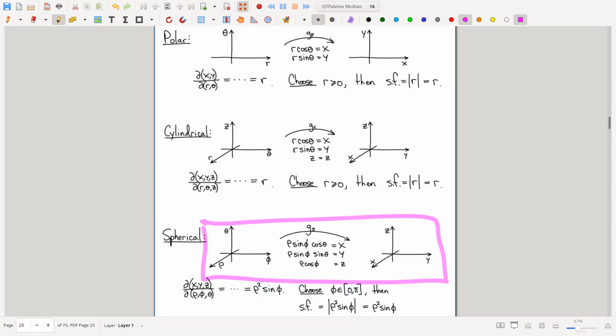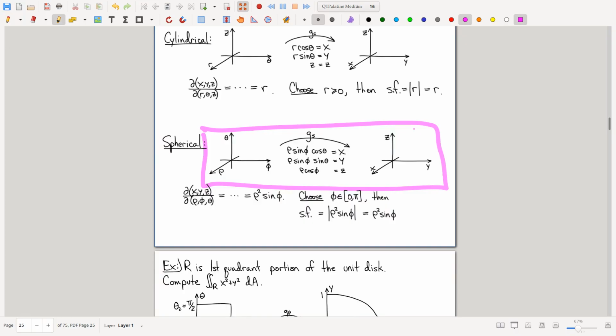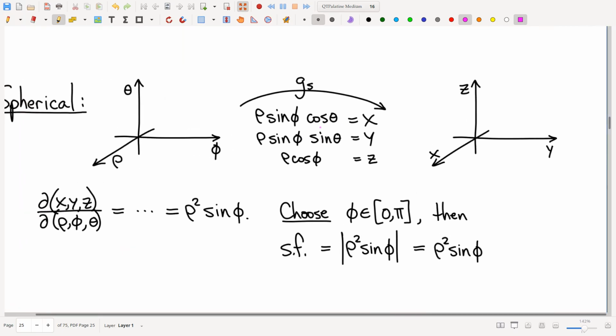In 3 dimensions, the most common change of variables function is the spherical coordinate change of variables function. You can compute its Jacobian determinant. A little bit weird, a little bit different. It's not r, and it's not rho. It's rho squared sine phi. It's very different from what we got in polar and cylindrical.